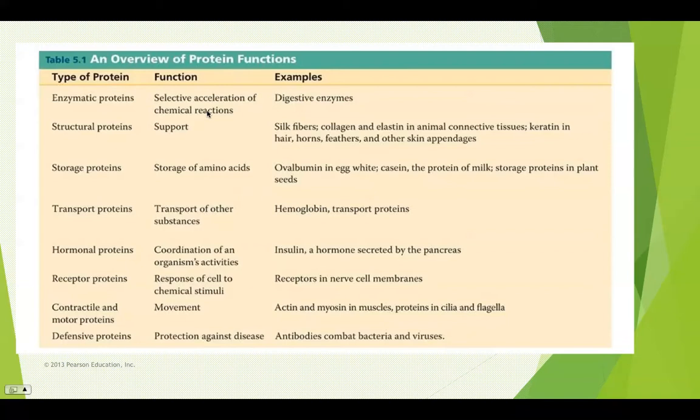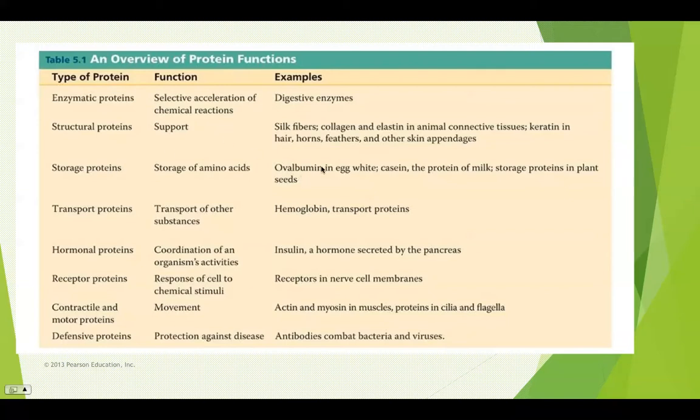Table 5.1 is an overview of protein functions, and as you can see, there are many types of proteins with various functions. There's many kinds of enzymatic proteins that will accelerate chemical reactions. Remember, they catalyze chemical reactions, allowing them to happen in a reasonable amount of time. Example, some of our digestive enzymes, actually all of them, are proteins. There are structural proteins: silk fibers, that would be from the silkworm; collagen and elastin, which form our connective tissues; keratin in our hair, in our horns and feathers, and other skin appendages such as nails.